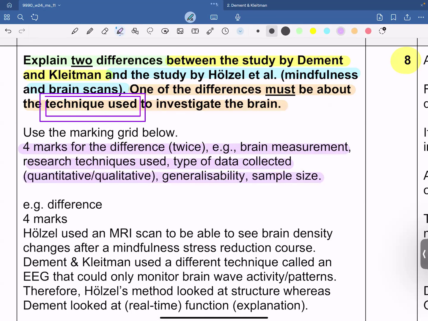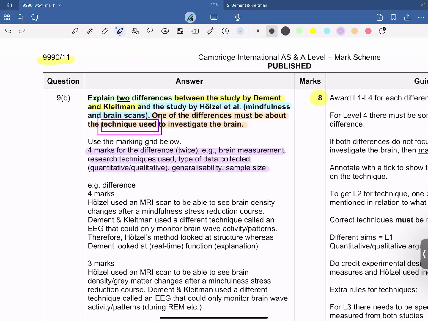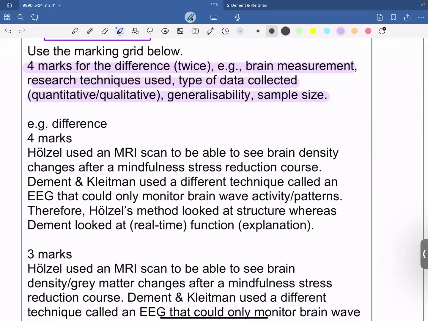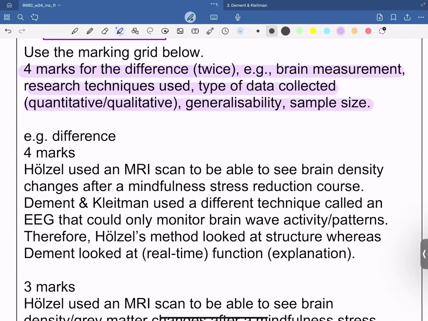Now, before we get into the differences, let's first talk about how these 8-mark questions are graded. These 8-mark questions are graded using levels. And the highest level you can achieve is level 4. To reach level 4, your answer needs to show a clear and well-developed difference, using both the studies as examples. Simply stating a difference is not enough. You must explain it fully and link it back to the studies.